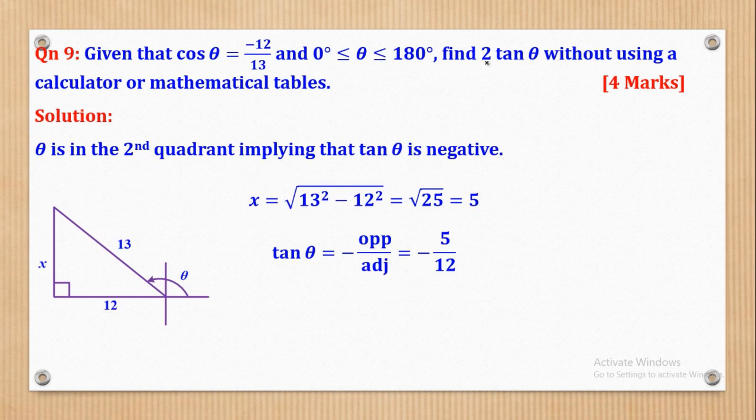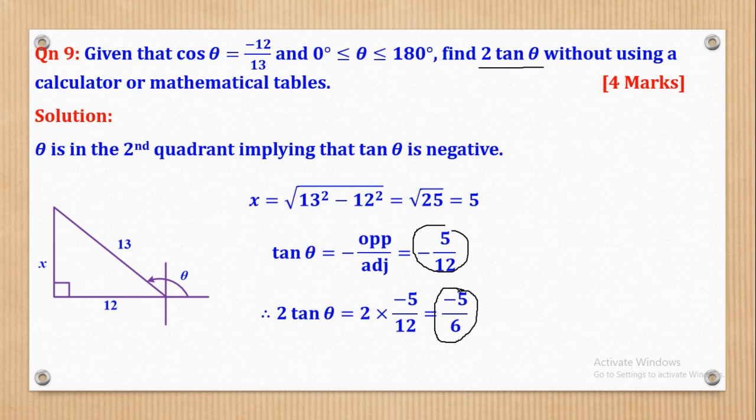But in the question, they want you to find the value of 2 tan theta, therefore we shall come in and say that 2 tan theta is equal to 2 times this value of tan theta to give me negative 5 over 6. So basically that's what they wanted.